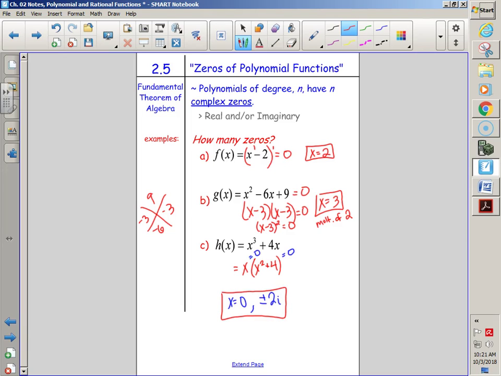X equals 0. X equals plus or minus square root of negative 4. Oh, plus or minus 2i. 3 zeros? Yeah. But what's new in section 2.5? We're allowed to keep going into the imaginaries. So degree 1, 1 zero. Degree 2, yeah, there are 2. And then degree 3, there are 3. That's at the core of section 2.5.